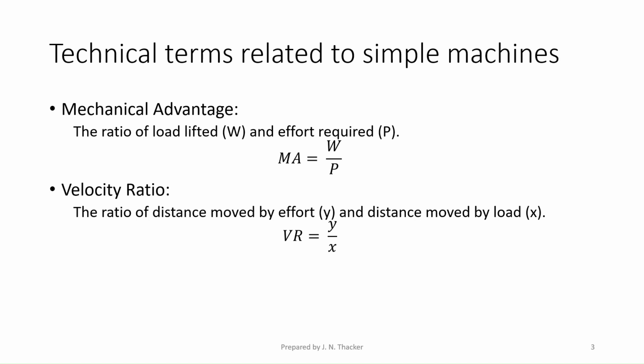Next is velocity ratio. It is the ratio of the distance moved by effort, that is y, and the distance moved by load, that is x. We will call it VR, velocity ratio, that is y by x. Whenever some work is done, your load or effort or force will move some distance. So these are the distances moved by the effort and load. The distance moved by effort is denoted by y, the distance moved by load is denoted by x, and velocity ratio is y by x. Right.